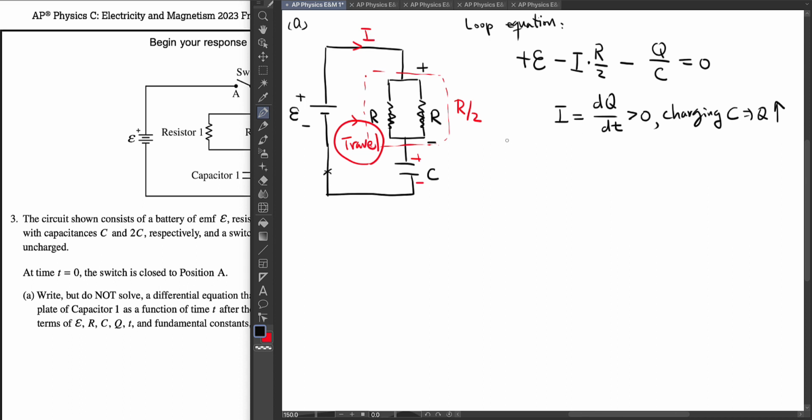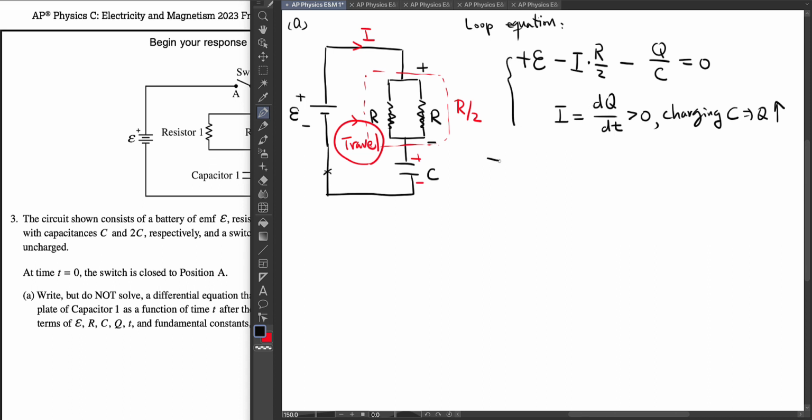And if I pick another current direction, let's say that way, assume that current direction, then I should add a negative sign here. Okay, just something that you need to be careful about. You need to be consistent. In our case here, this I is positive, so we should have a dq/dt positive here.